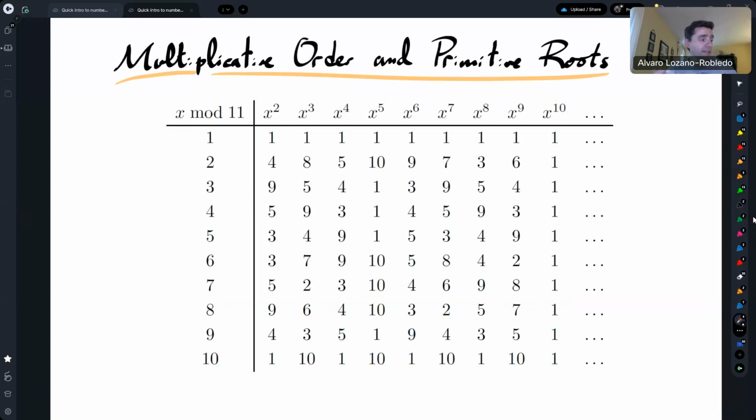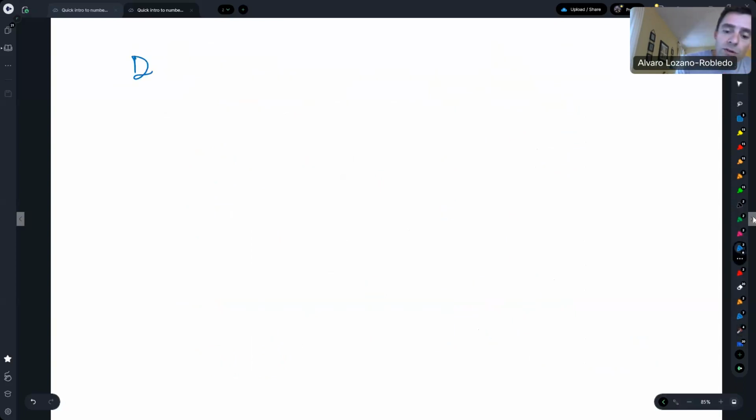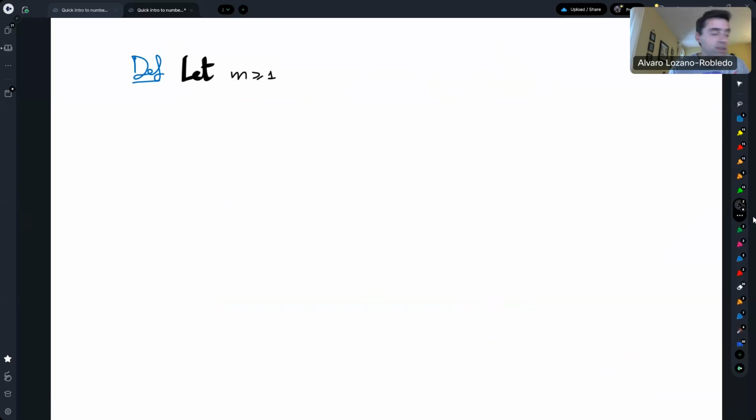And that has, well, a special name. So we're going to define it. So here's the definition of this concept. Let m be a modulus and a an integer that is relatively prime to m.